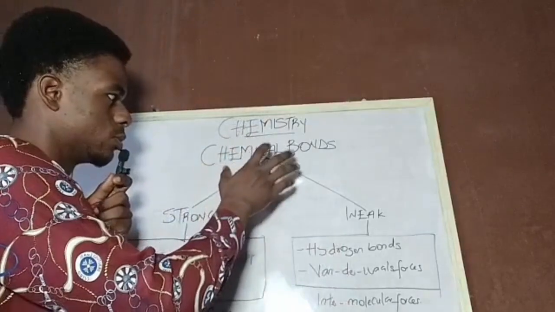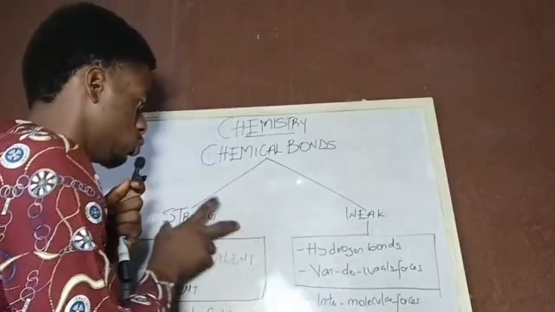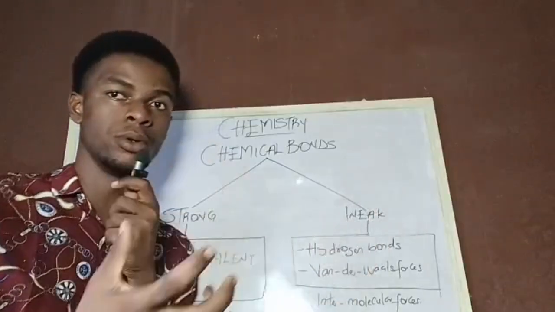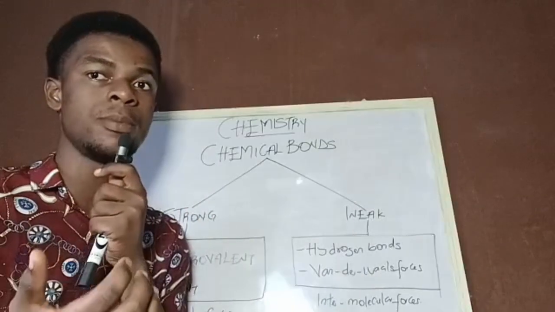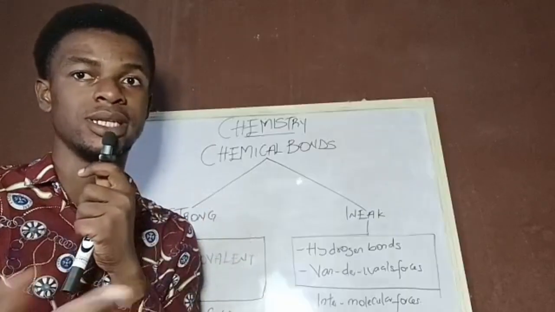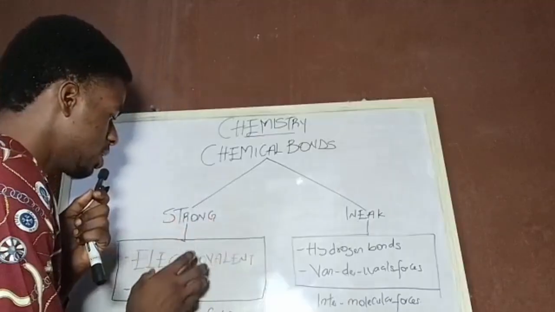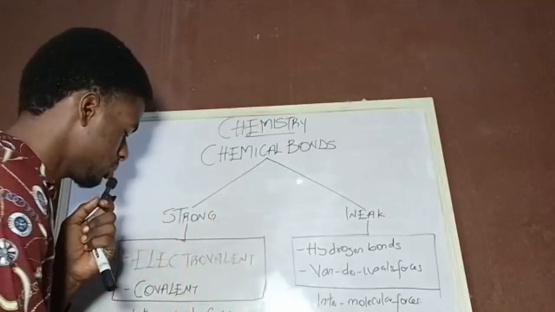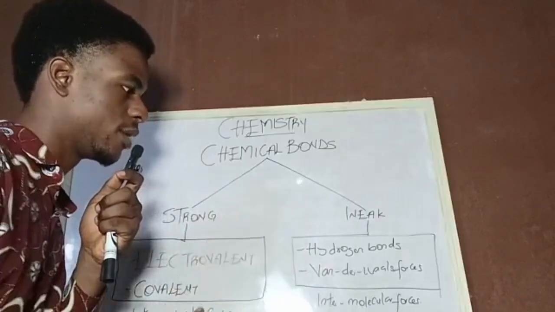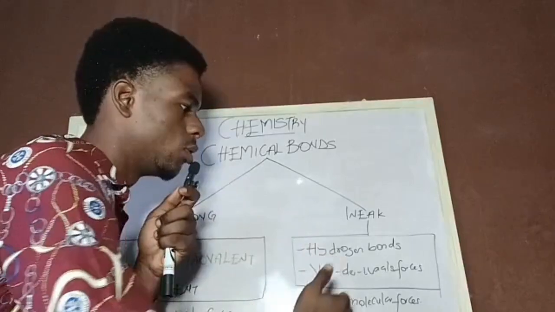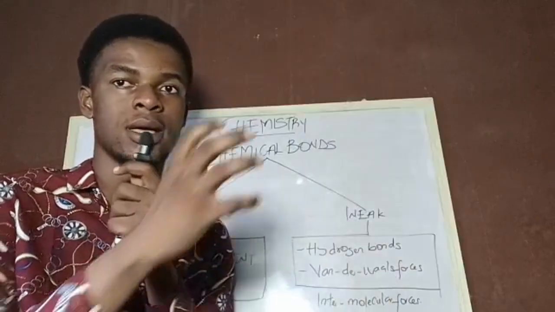Now we have it here, chemical bonds. This chemical bond is divided into two parts. We have the strong bonds and the weak bonds. The strong bonds are electrovalent slash ionic, and people can call it ionic or electrovalent. They are still the same thing. Or covalent. Are you getting me now? Under electrovalent or covalent, they call them intramolecular forces. For the weak bonds, we have hydrogen bonds and van der Waal forces. They call them intermolecular forces because they are weak bonds.